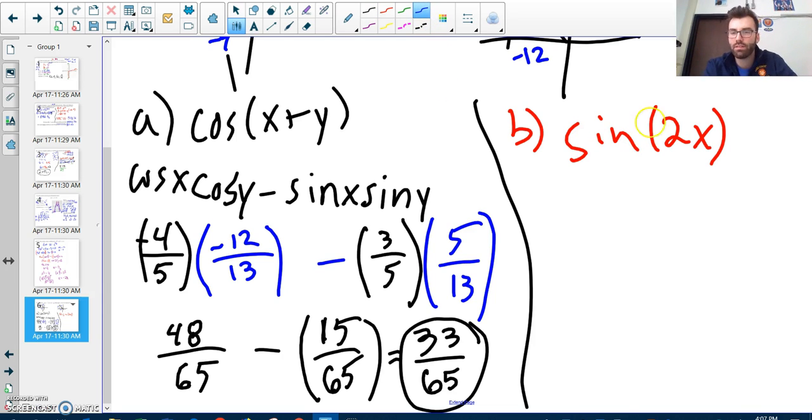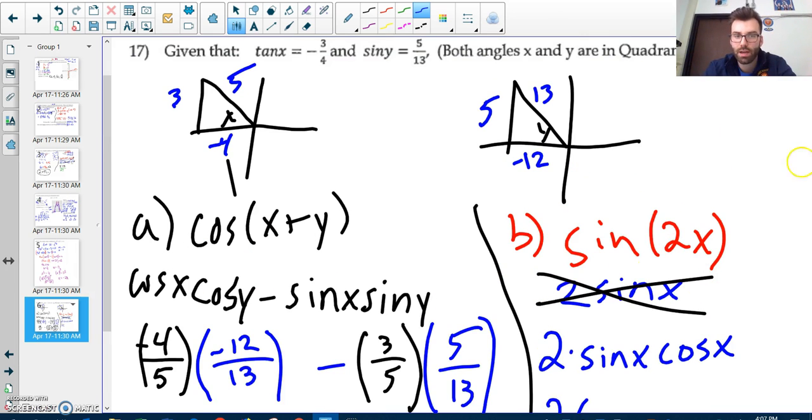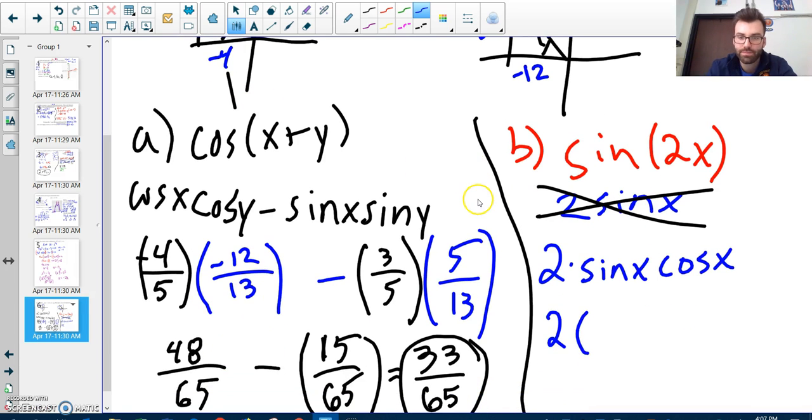Part B was the sine of 2x. Remember, this is not the same as 2 sine of x. You cannot do this. You need to use your double angle formula. Sine of 2x is 2 times sine x cosine x. So it's 2 sine of x, go up to my picture here, sine of x is 3 over 5.